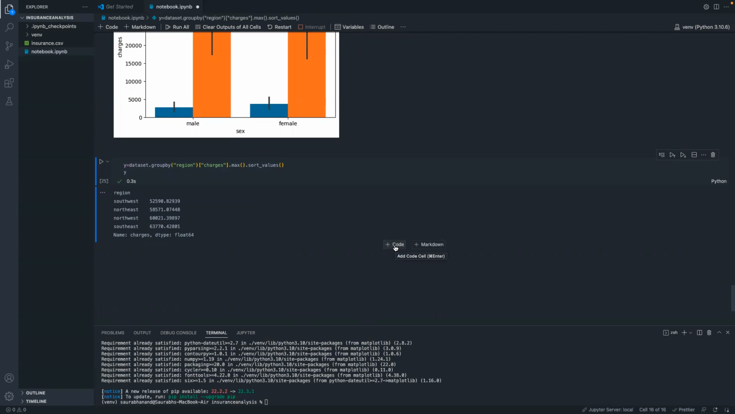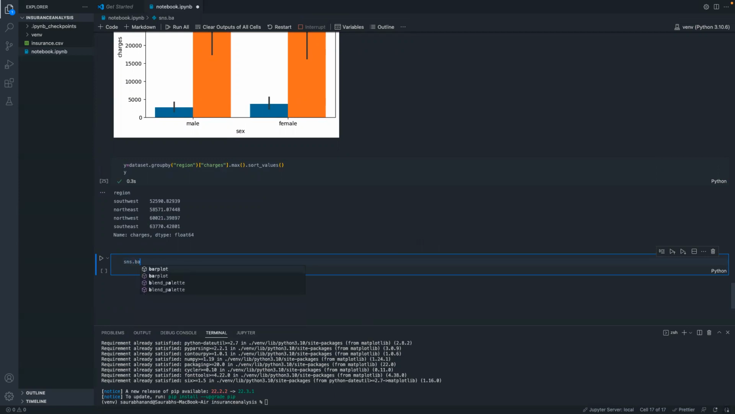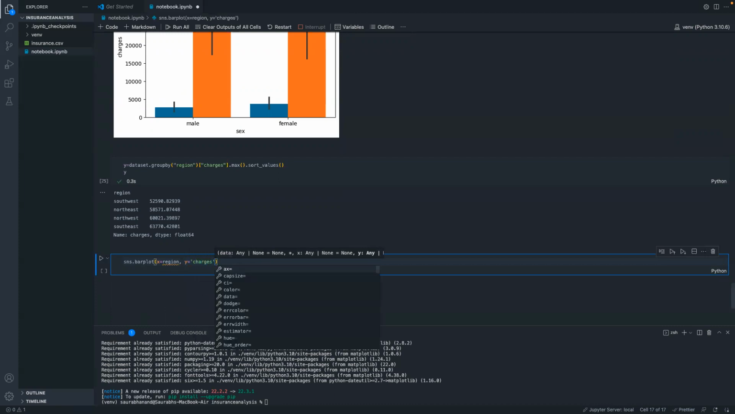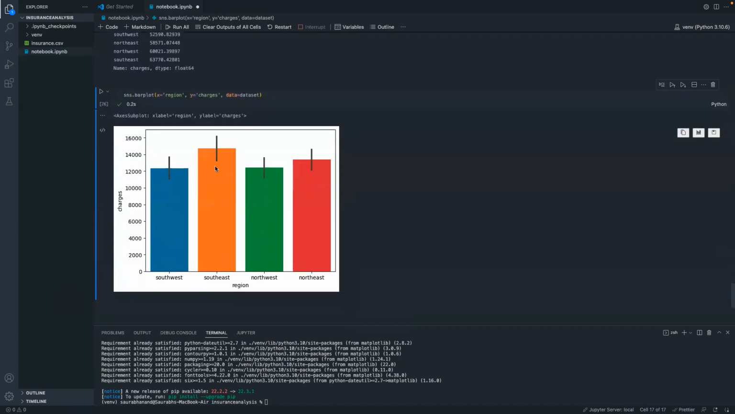Now maybe I can visualize this in a better way because it's not clear to me. So I'll just use a bar plot here. So sns dot barplot x equal to region, and then my y equal to charges, and then this time I'll put the data as data set because we are done looking at the age 18. So let's see what we get here. As you can see from this graph also, it is clear that people in Southeast are paying much more. Their insurance charges are quite high compared to other regions.